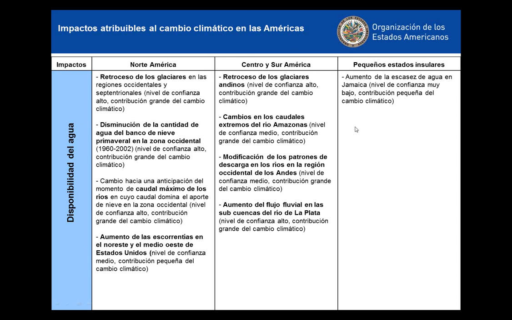So one of the more important things, and I'm going to talk just about two of them. One is the one associated with the melting of the glaciers in the Andean countries. We're talking about Argentina, Chile, Ecuador, Bolivia, Peru, some parts of Colombia too. So there is a fact. The level of confidence is very high, and the contribution to climate change is huge. So there is not going to be any other study from science that replaces this. The melting of the glacier is a fact in South America, in North America.